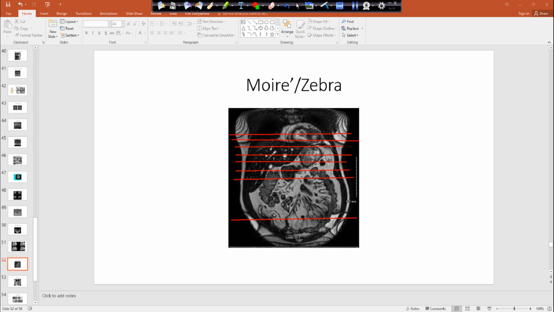Okay? But we do get chemical misregistration, the banding, on that in and out of phase, but we actually do that on purpose. So sometimes we actually cause an artifact for pathology reasons. In and out of phase is one, and magnetic susceptibility is the other. When we're actually utilizing an artifact to see if there's a pathology.